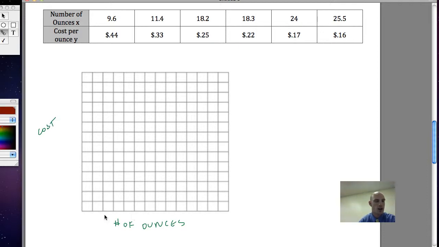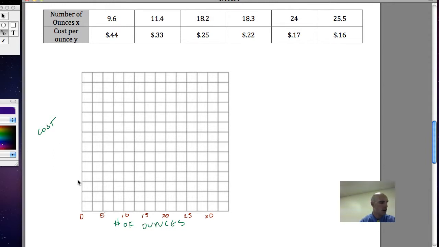Let's take a look here. The number of ounces: I go from 9.6 to 25.5, so I'm just going to go in increments of 5, 10, 15, 20, 25, 30. Notice I went in increments of 5, but I have that split in the middle that's going to be 2.5.